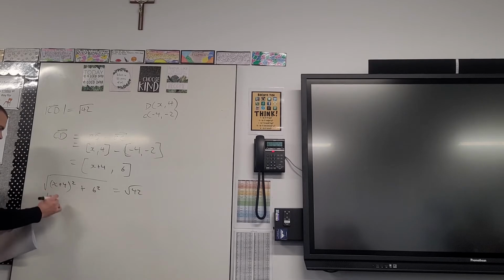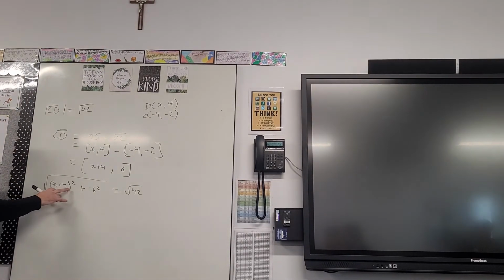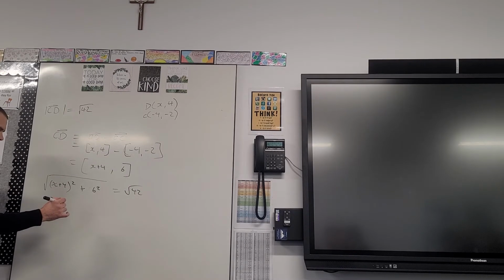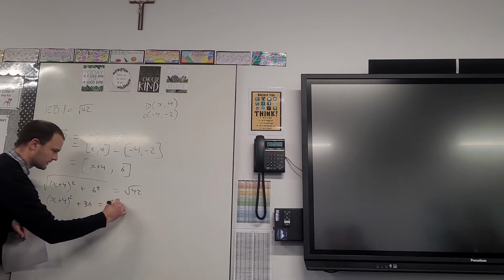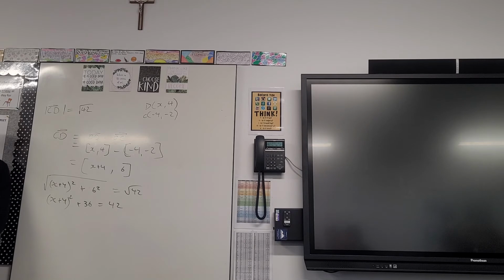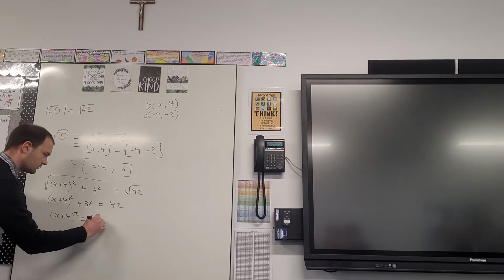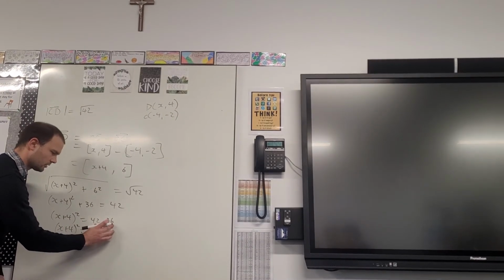Okay, so we'll crank this out a bit. Now, because we've got the square root on both sides, we can get rid of that and square both sides. We're going to have (x plus 4) squared. We could expand it and then solve that quadratic, but let's leave it and instead do it like this. We can subtract 36 from both sides. So we're going to have (x plus 4) squared is 42 take 36. We've got 6.